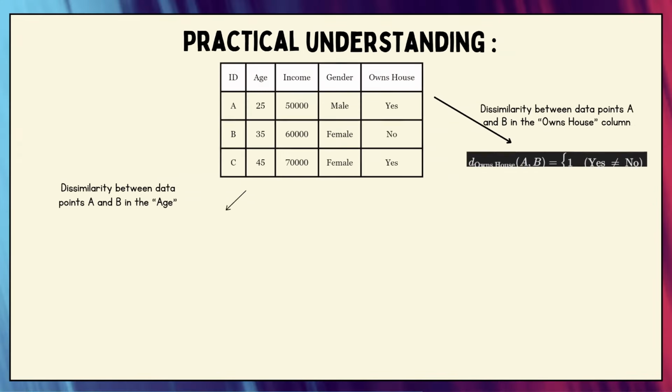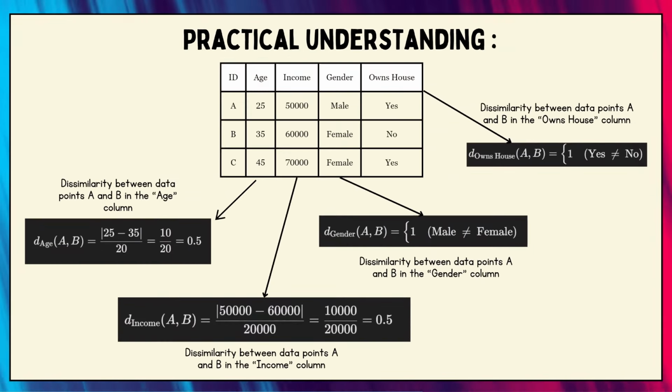So moving on to the next slide. Here I'm trying to give you a practical understanding of how Gower's distance treats different columns and generates a standardized score, or the normalized score which I'm talking about. So here I've got a small data set with ID as the unique identifier of that particular data point, age is a numerical column, income is a numerical column, gender and owns house are categorical columns. Here we don't have an ordinal column, so don't worry about that.